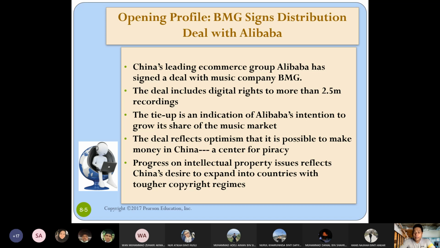So this case happened between BMG and Alibaba. As we know, in China they have a lot of privacy or copy-and-paste cases. So it became one of the problems in a tough copyright regime, and it happened with BMG through Alibaba shopping, what we call the online shopping center.